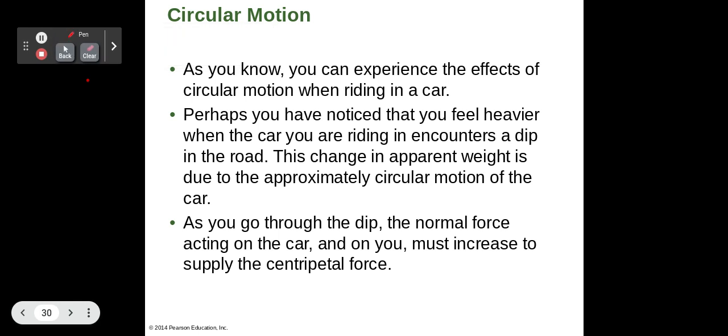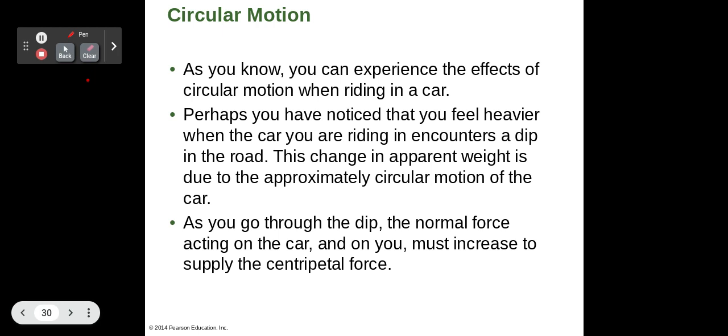Some other practical things you may have experienced involve centripetal force and acceleration. You can experience the effects of circular motion when riding in a car. Perhaps you've noticed that you feel heavier when the car you are riding in encounters a dip in the road. This change in apparent weight is due to the approximately circular motion of the car.